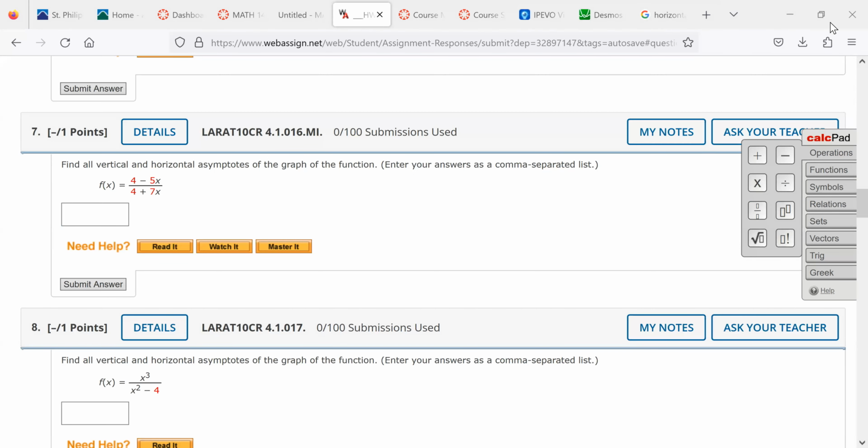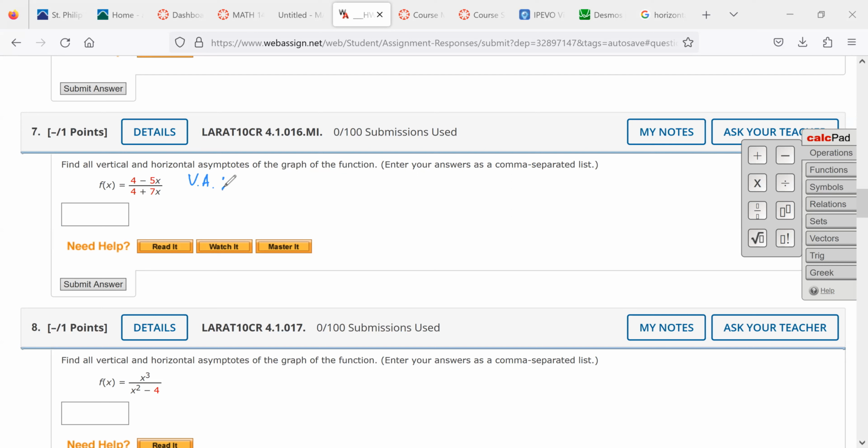Let me just go ahead and write on here instead. Let's see. So, define vertical asymptote. This will be the steps for that. Vertical asymptote.